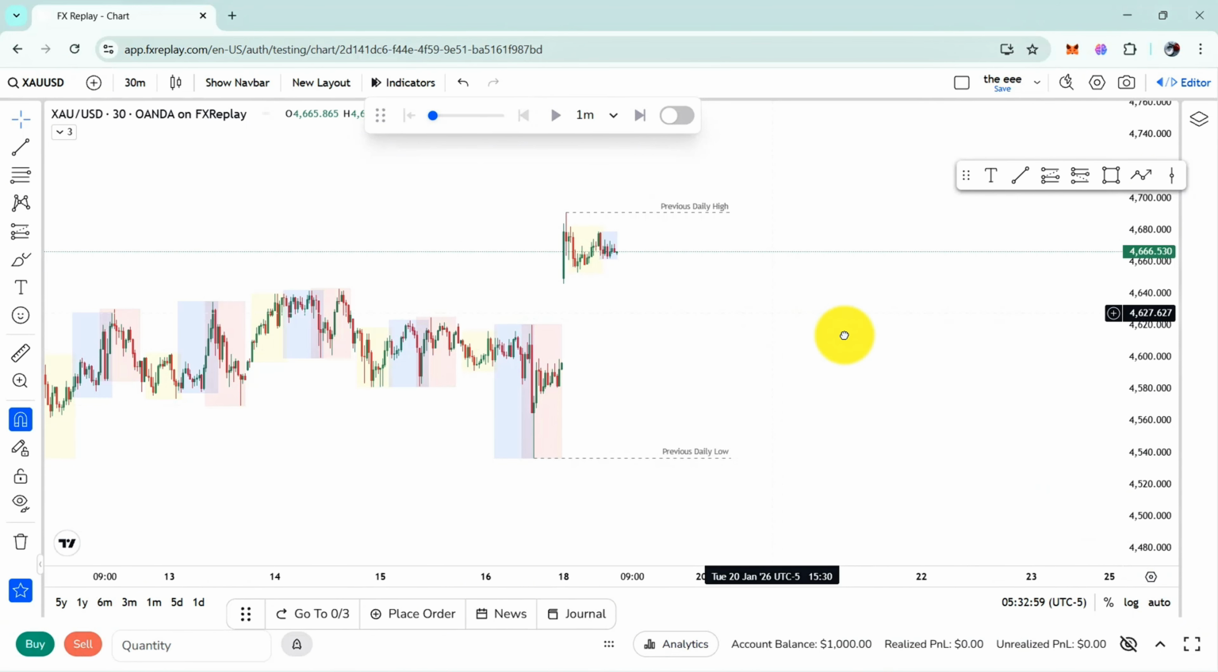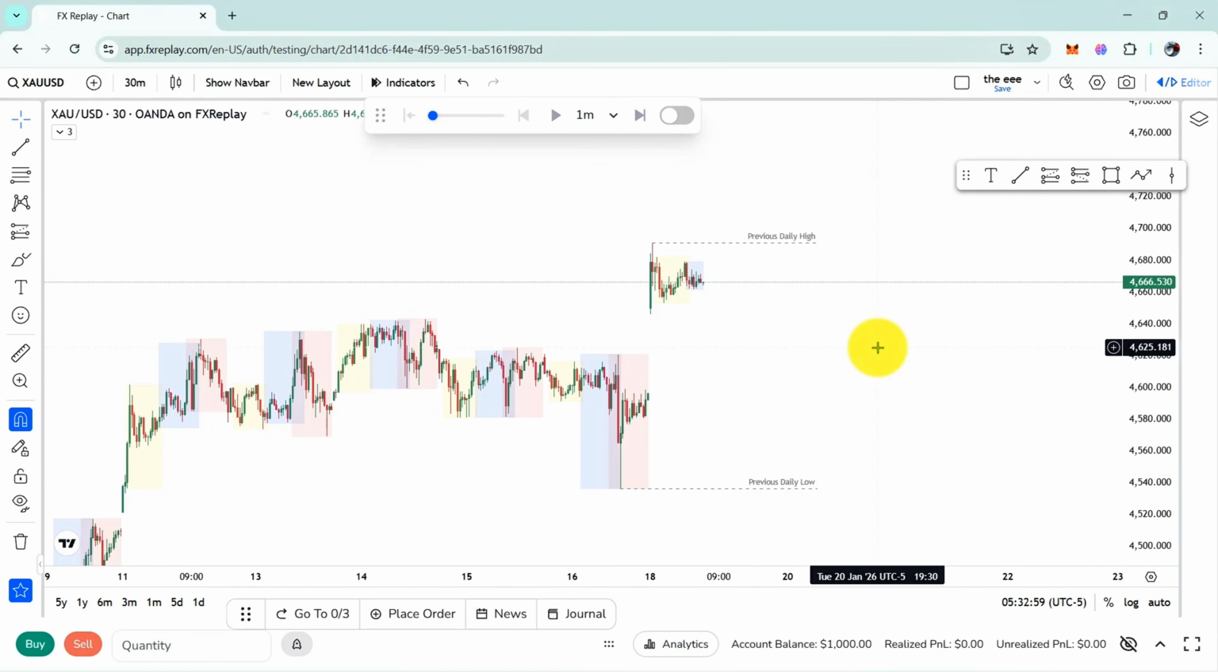All right, so this is actually a chart where I'm going to be explaining the bullish scenario and also the bearish scenario. So let's see what it says on the chart.